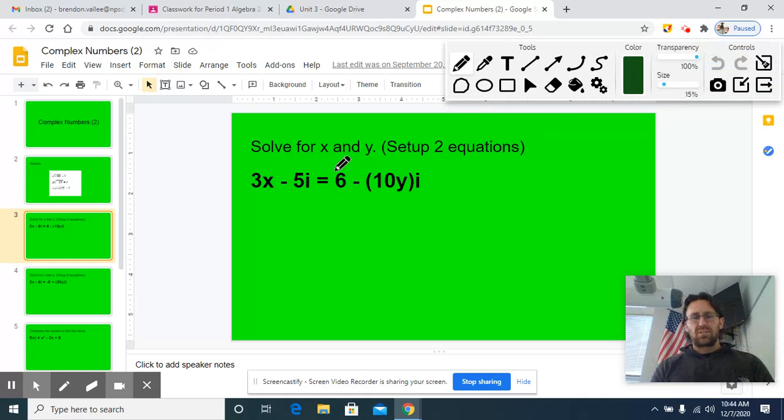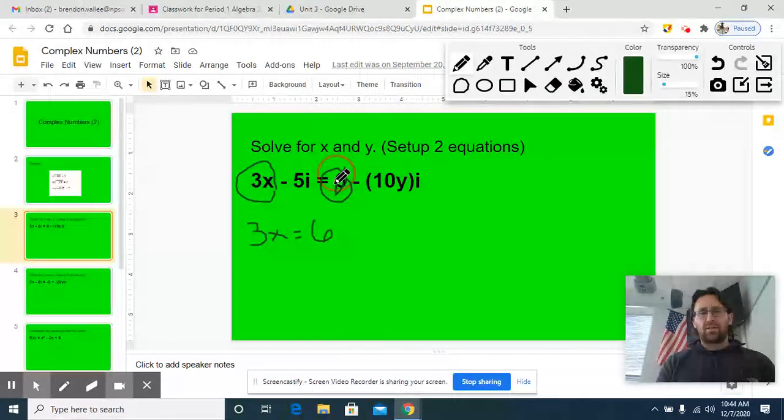So when you see an equation like this, what you're going to want to do is make two equations. The real numbers, okay, 3x is real. This is imaginary, so we leave that alone for now. And the 6 is real. So 3x equals 6. So we're going to get rid of those for now. And now we're going to make an equation out of what's imaginary.